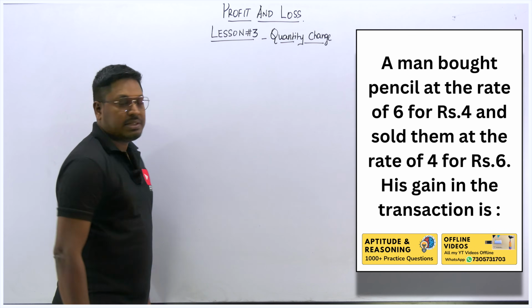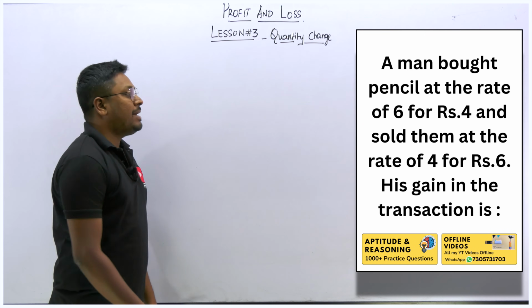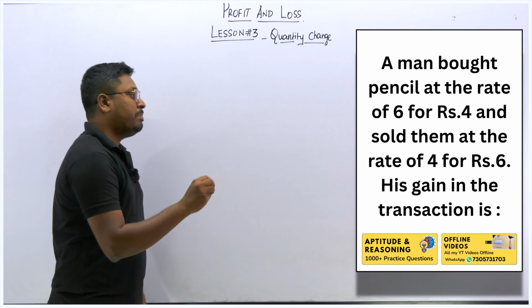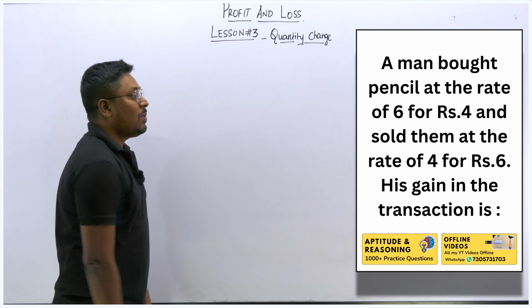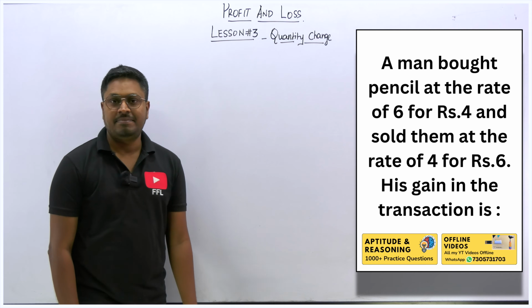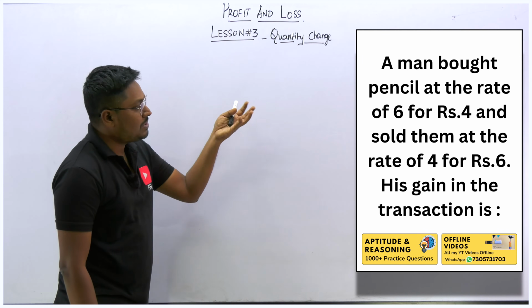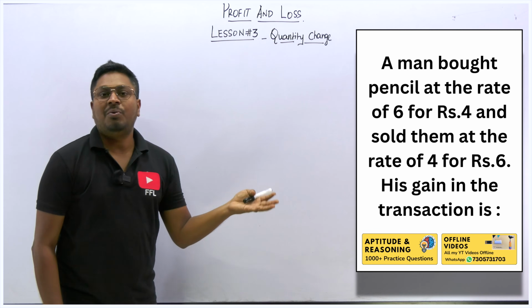So here is the first question. A man bought a pencil at the rate of 6 for rupees 4 and sold them at a rate of 4 for rupees 6. So his gain in the transaction is. Can you understand this, right? This concept is called a quantity change concept.